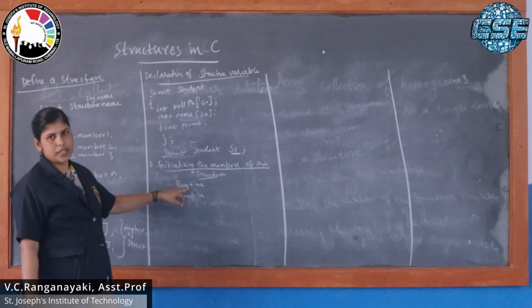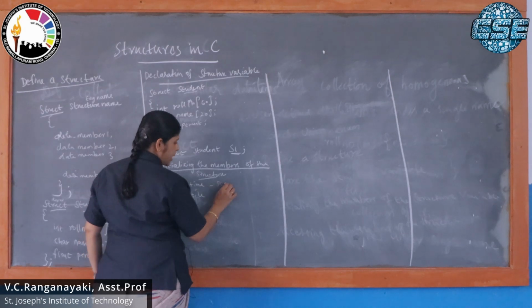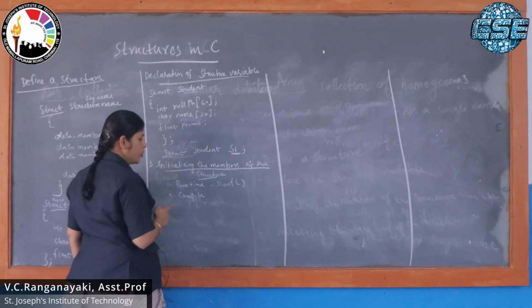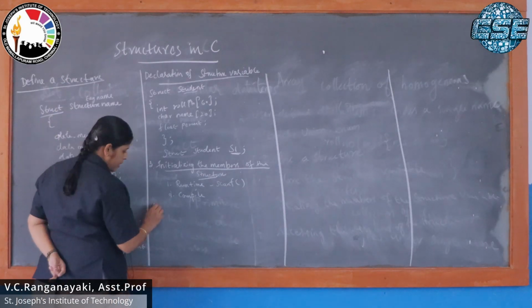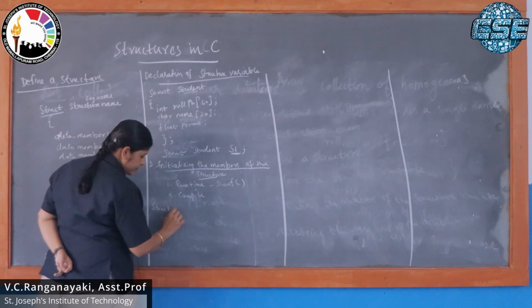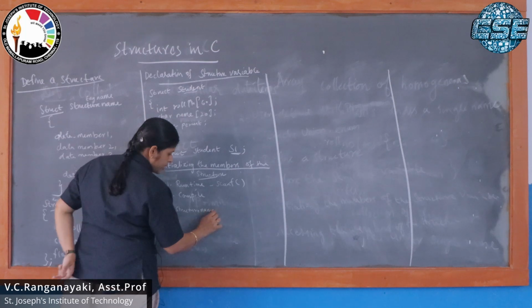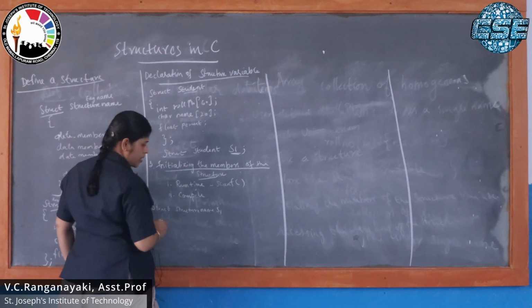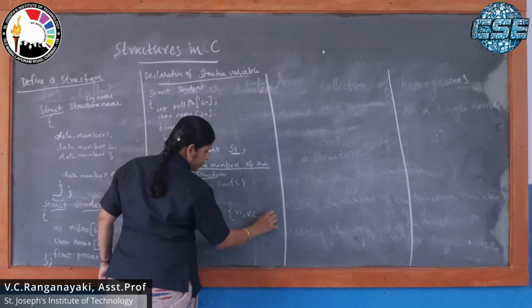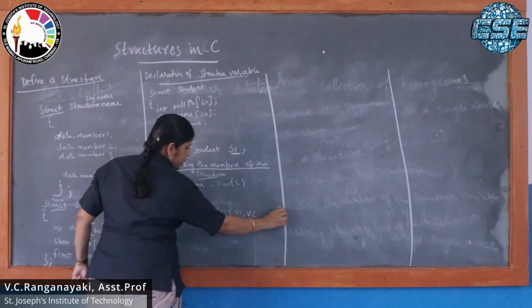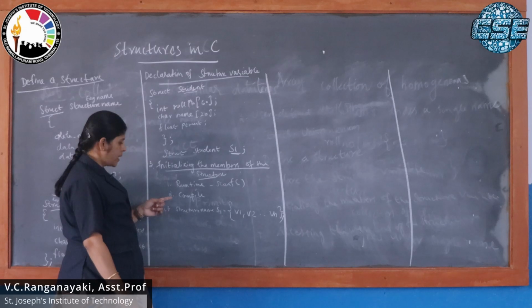Runtime, how we can initialize? With the help of scanf we are initializing. In C we are using scanf to initialize the value at runtime. In compile time we have a syntax like struct, structure name, variable equals value 1, value 2, up to value n. With this syntax we initialize the value at compile time.